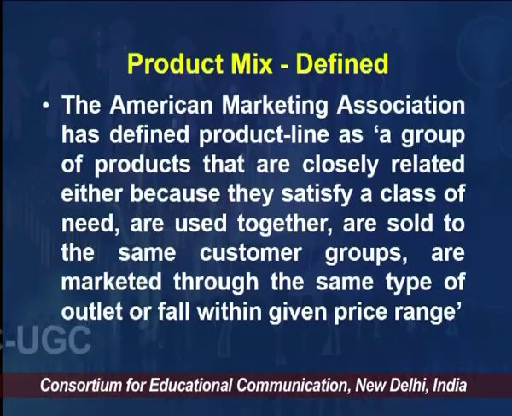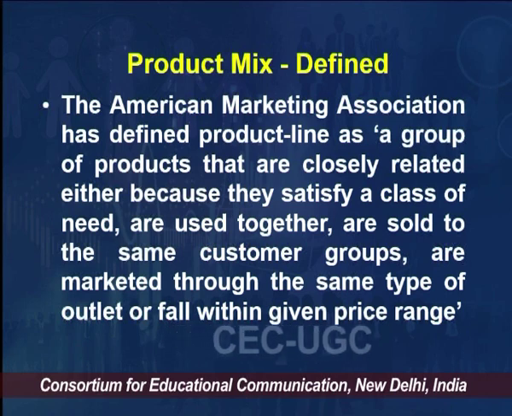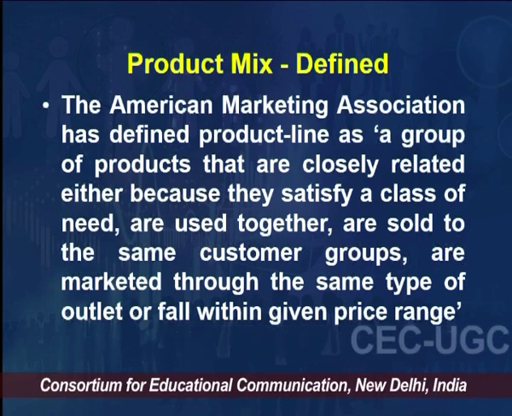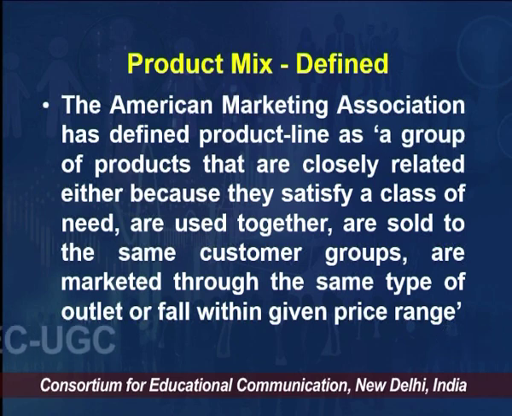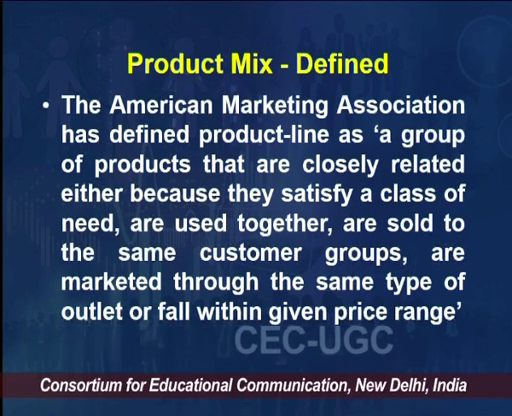So a product line is basically a group of products which are closely related, either because they satisfy a class of need, or they belong to one class of need, or they are used together. For instance, toothbrush and toothpaste are used together. That is according to usage, that they are used together. It can be toothbrush and toothpaste, or it can be a bathing soap.